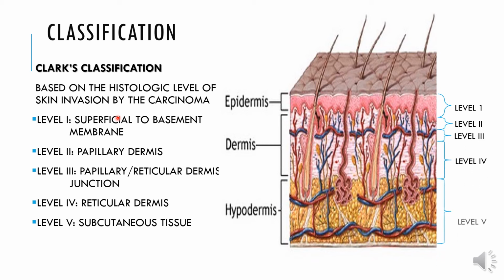So this is a diagram showing the various levels. Level 1 here is involvement of the basement membrane of the epidermis here. And level 2 is involvement of the papillary dermis. Level 3 is involvement of the papillary reticular dermis junction. And level 4 is involvement of the reticular dermis. Level 5 here is involvement of the subcutaneous tissue.